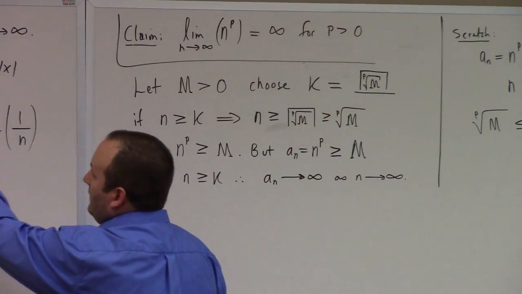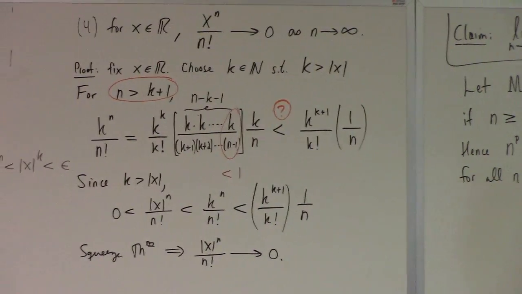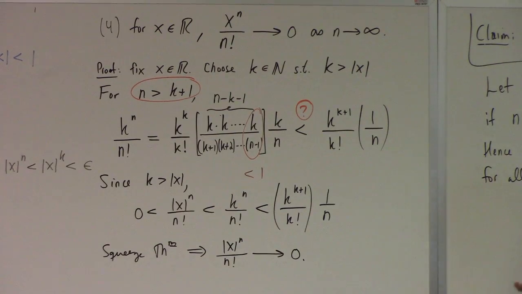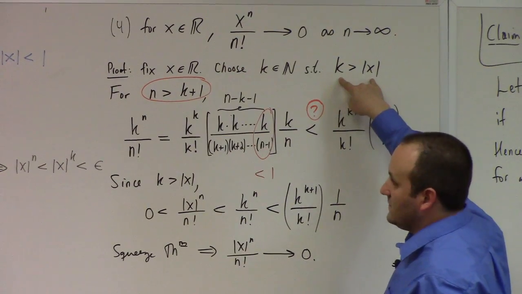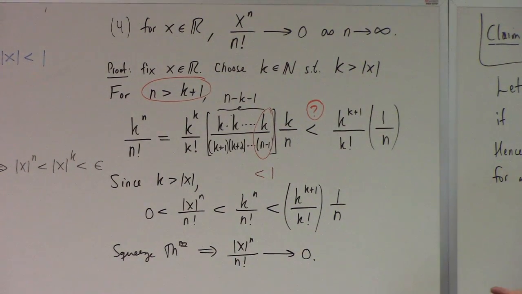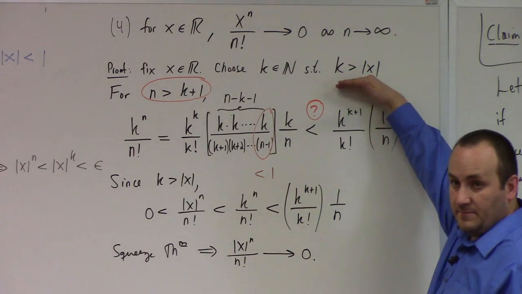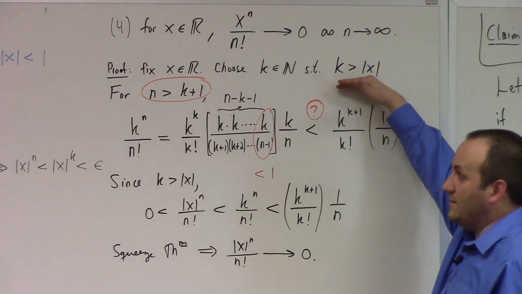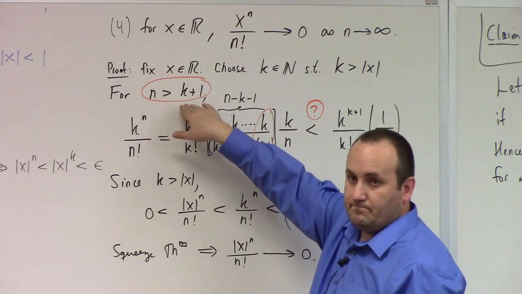So here we go. 4 states that x to the n over n factorial goes to 0 as n goes to infinity. All right. How to prove this? You fix x in the reals. Choose k in the natural numbers such that k is larger than the magnitude of x. You can do this, right? Whatever x is, if it's 32, you make k equal to 33. If x is minus 7, you make k equal to 8. So you fix this k. K is fixed, right? It depends on x, but not n. Then we let n be greater than or equal to k plus 1.